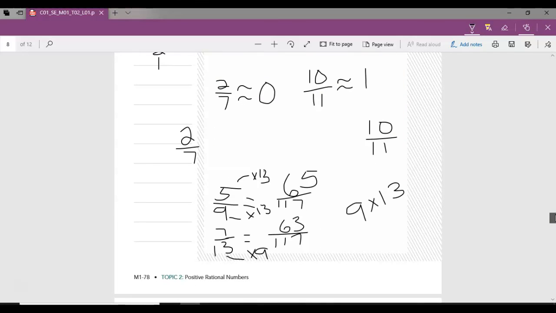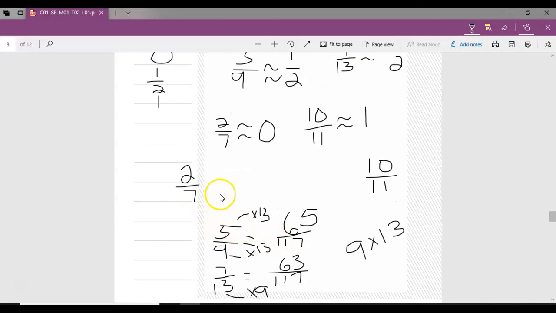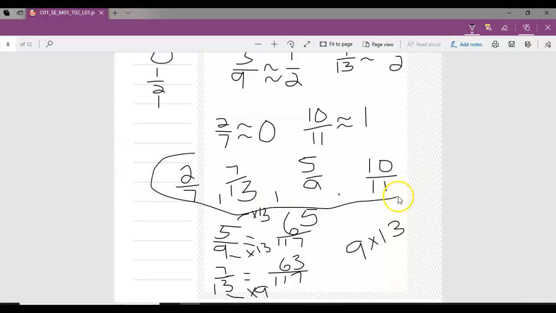All right, so now I know that 7/13 is slightly smaller. That's going to come after 2/7. And then 5/9 is going to come after that. And here is my final answer. 2/7, 7/13, 5/9, and 10/11. And that would be those fractions ordered from least to greatest, or in ascending order as the problem says.